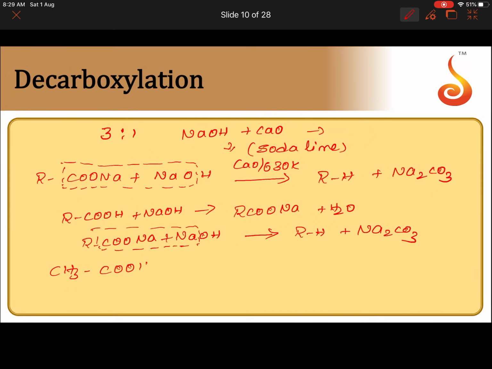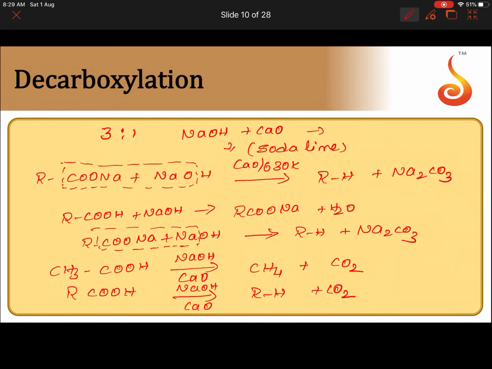So if you take a direct compound CH3COOH and treat with NaOH and CaO, what will you get? CH4 plus CO2, meaning RCOOH when treated with NaOH and CaO forms RH plus CO2. So the overall change of the reaction is removal of carbon dioxide from carboxylic acid. Hence this reaction is known as decarboxylation reaction.